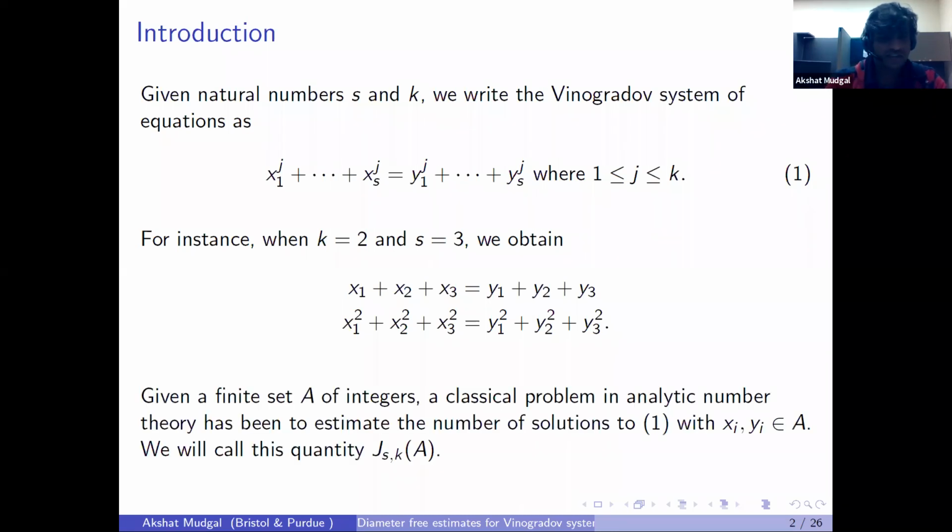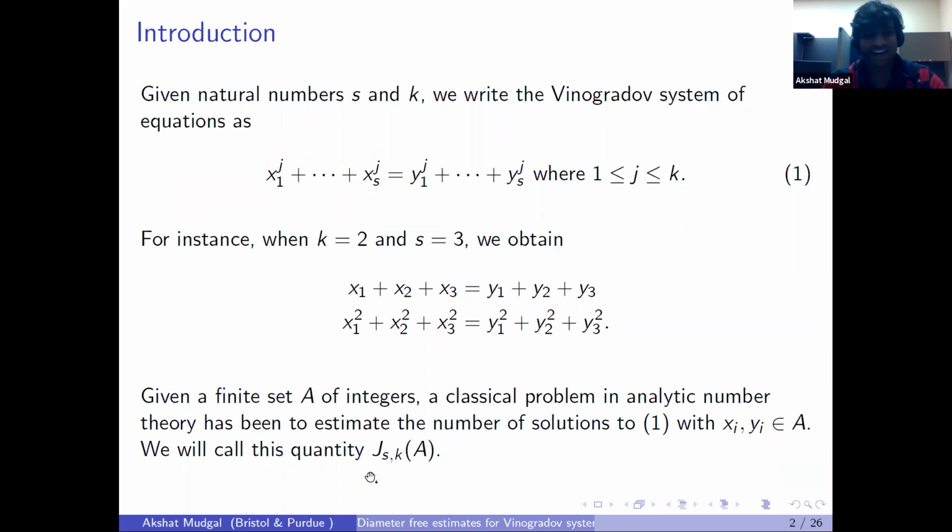And a classical problem in analytic number theory has been that given a finite set A of integers, we want to know how many solutions A has to this system of equations. In particular, we are interested in counting the number of 2s-tuples x1, x2 till xs and y1, y2 till ys, such that the x_i's and y_i's satisfy the system of equations and they all lie in the set A. I will call the number of solutions to the system J_{s,k}(A).